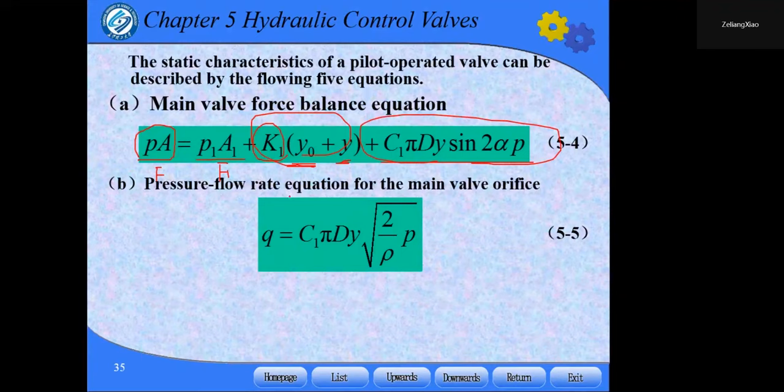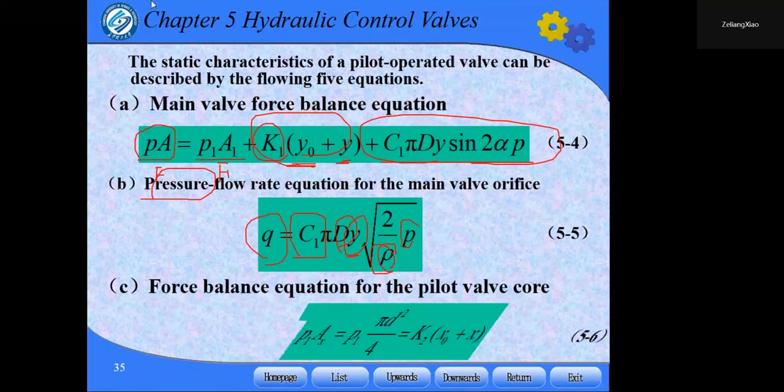B is the partial flow rate equation for the main valve orifice, the flow rate which is caused by the pressure. So this is the coefficient, this is the diameter. With the pressure and the density of the oil, we can get the flow rate.